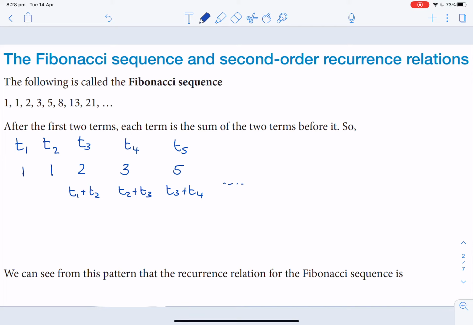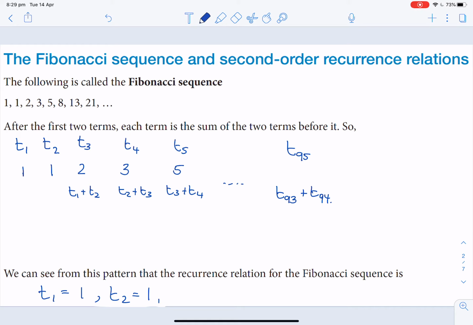If I wanted to find the 95th, so term 95, I need to have the 93rd plus the 94th. Only issue with finding the 95th term is that you need to find the 94th, the 93rd, the 92nd, the 91st, the 90th, all the way down to the first and second terms. So from this, we can actually create or devise a formula. Using this particular pattern, we put T1 is equal to 1, and T2 is equal to 1.